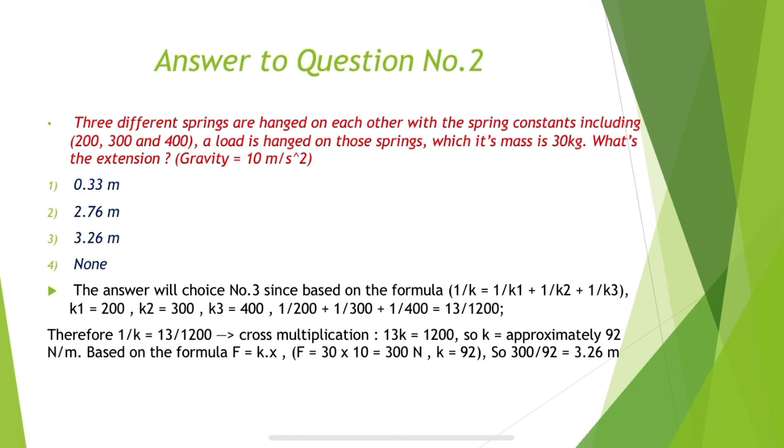For calculating the x, after putting x as the subject of the formula, it will be F over k equals x, the extension. So 300 divided by 92 equals 3.26 meters in 2 decimal places.